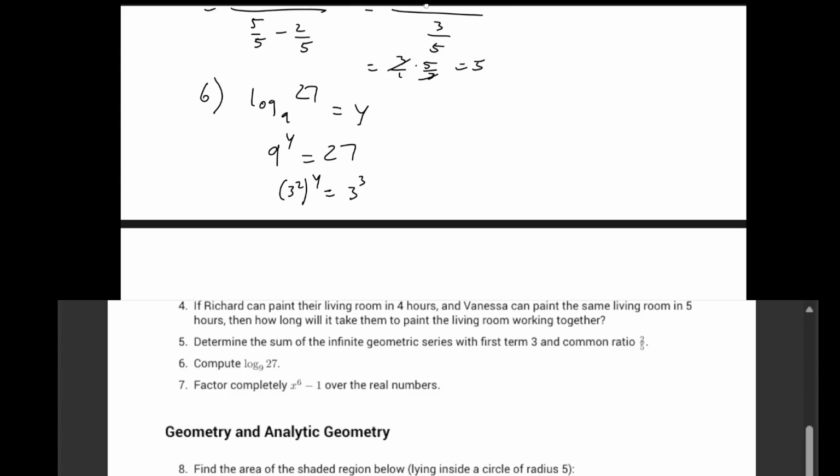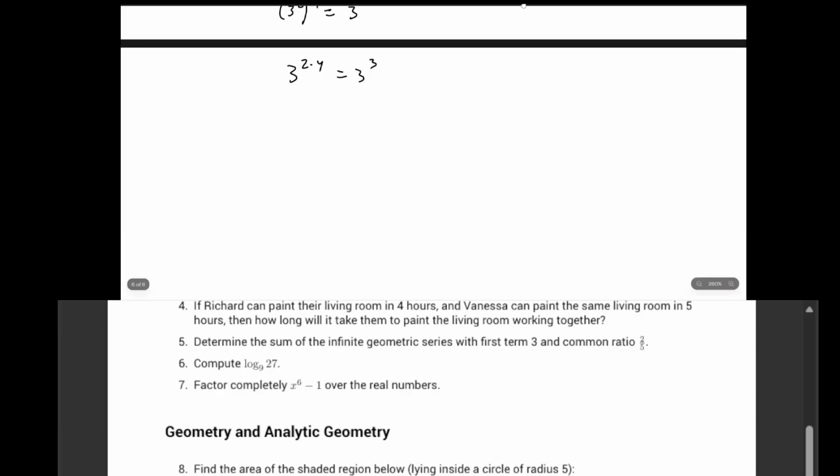So this will then become 3 to the 2 times y, because this and this will multiply according to our properties of exponents. And then that equals 3 cubed. The bases will cancel. We get 2y equals 3, so then y equals 3 over 2. So we can say, therefore, log base 9 of 27 equals 3 over 2.